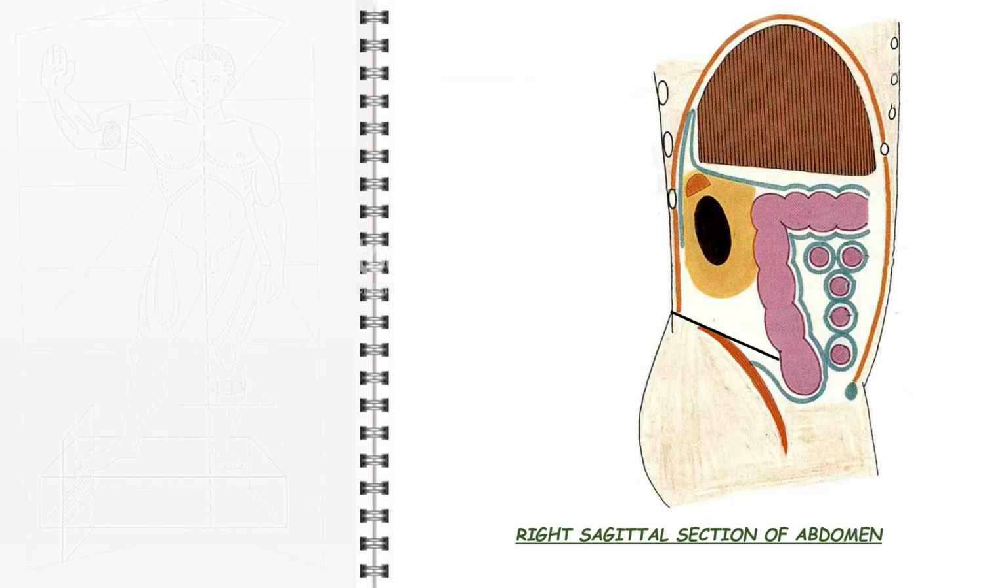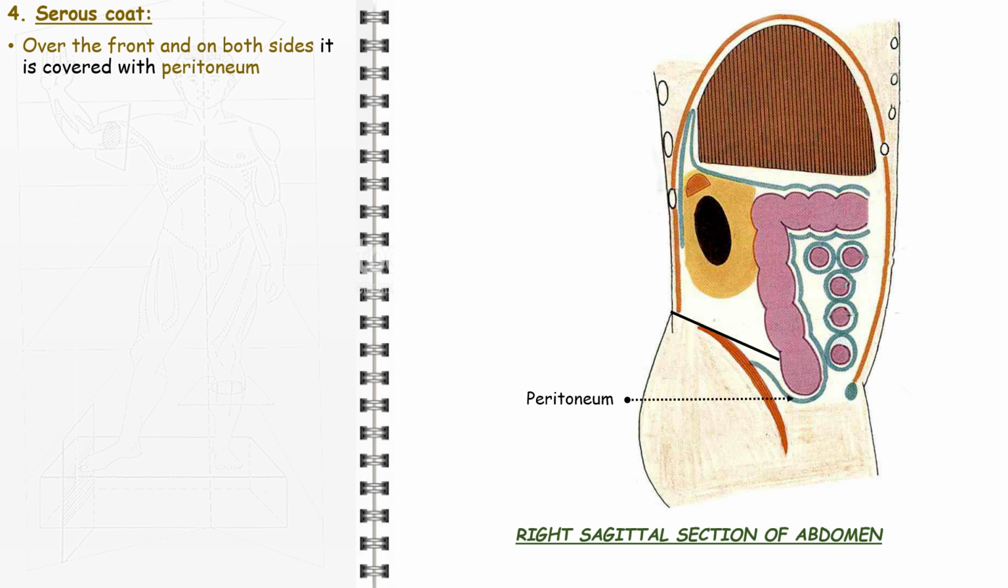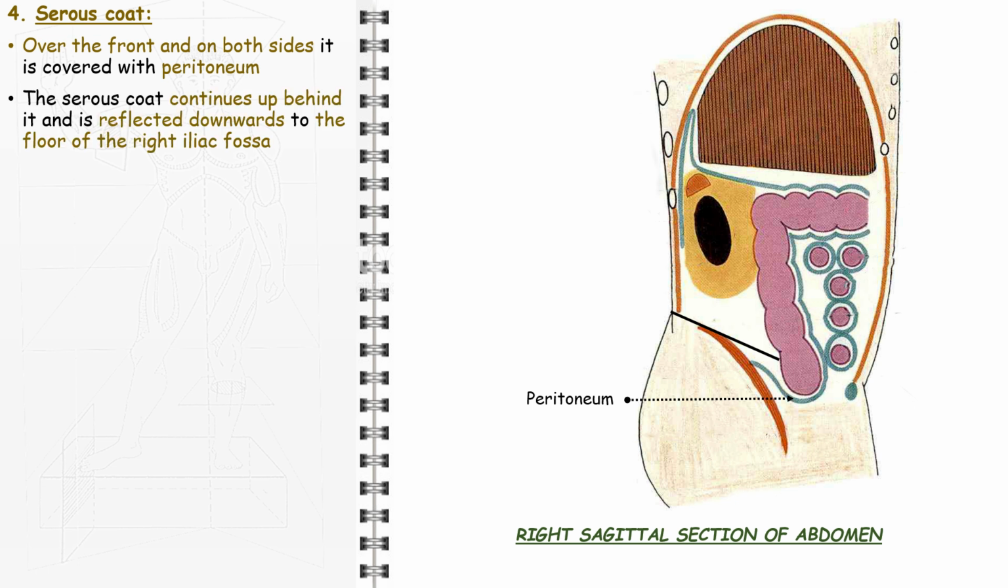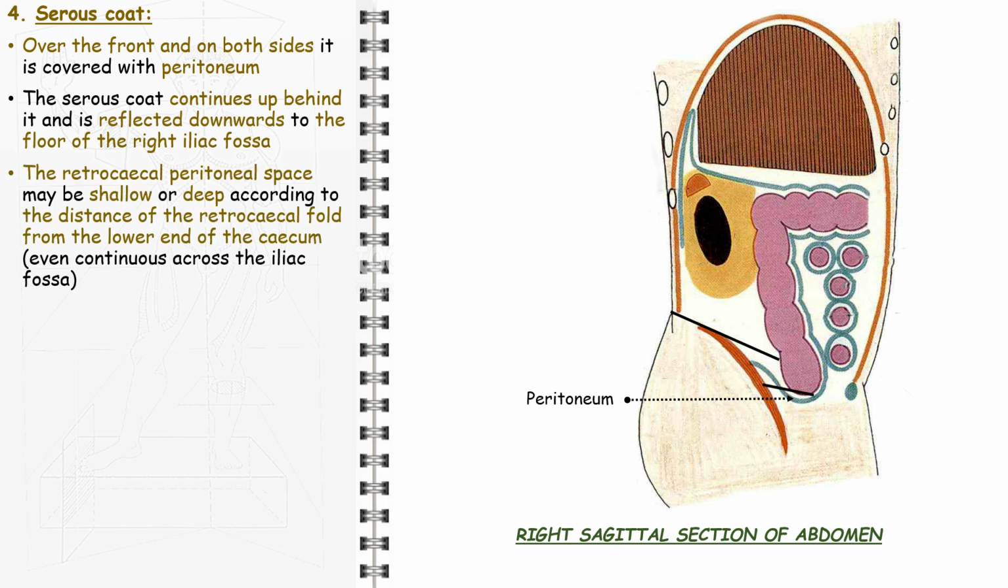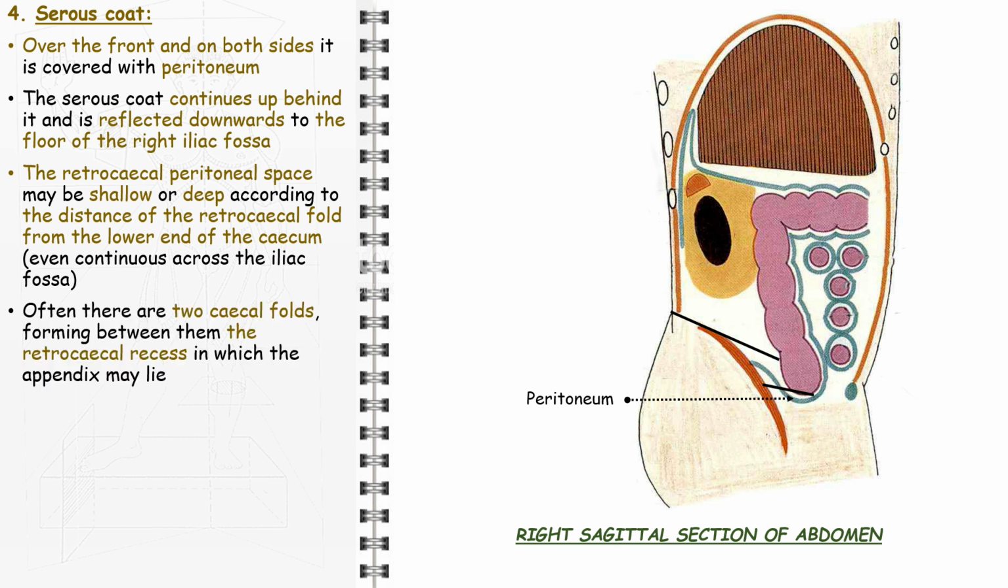The serous coat of the cecum covers the front and both sides and continues up behind it and is reflected downwards to the floor of the right iliac fossa. The retrocecal peritoneal space may be shallow or deep according to the distance of the retrocecal fold from the lower end of the cecum. Often there are two cecal folds, forming between them the retrocecal recess in which the appendix may lie.